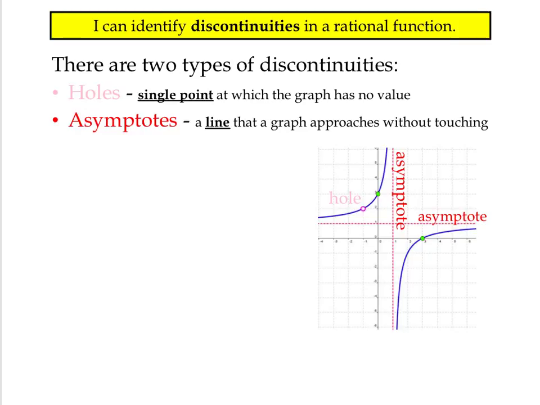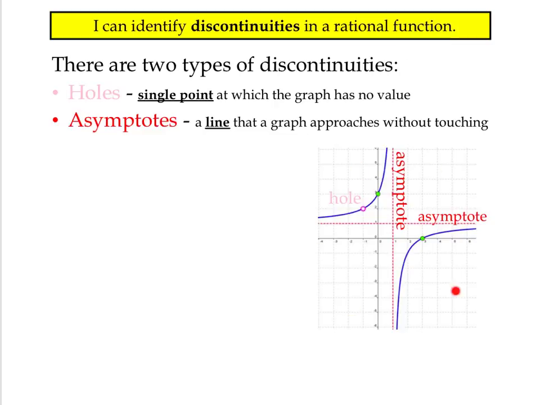So we're going to have two types of discontinuities. I want you to hold on to that function that you just simplified, and we're going to come back to it. But there are two types of discontinuities. We have a hole, which is just a single point where the graph has no value, or we have an asymptote, which is an entire line that the graph approaches but never touches.